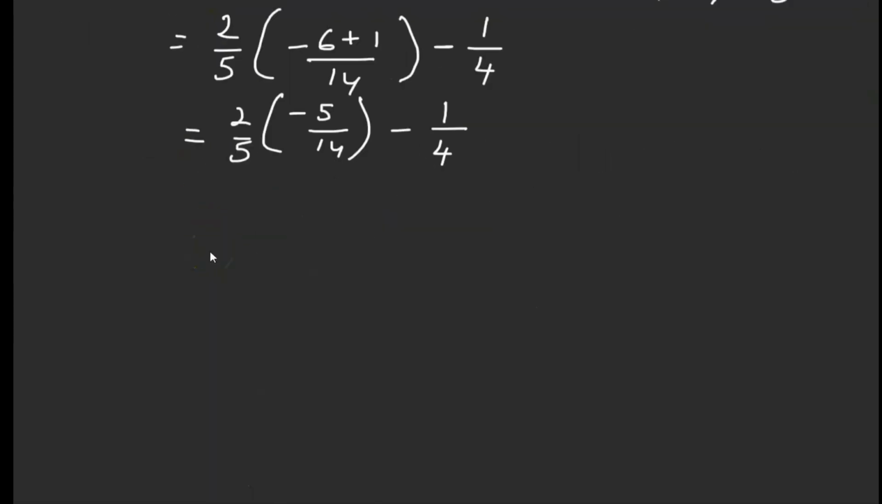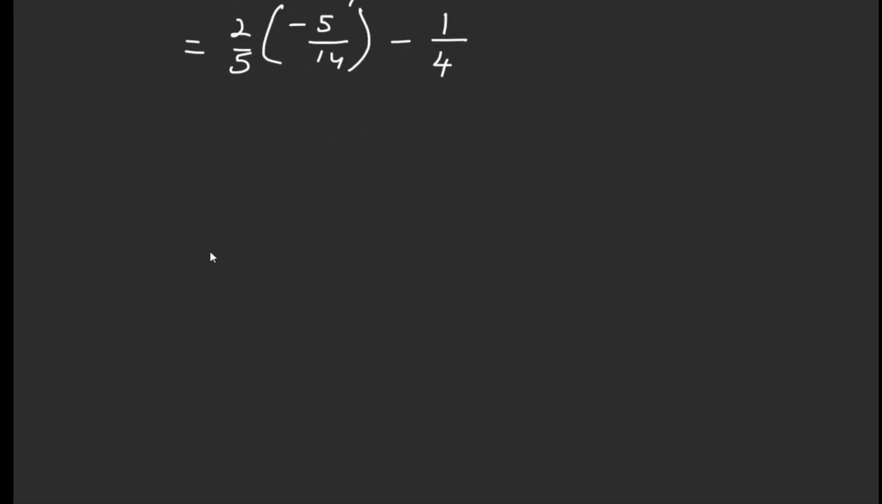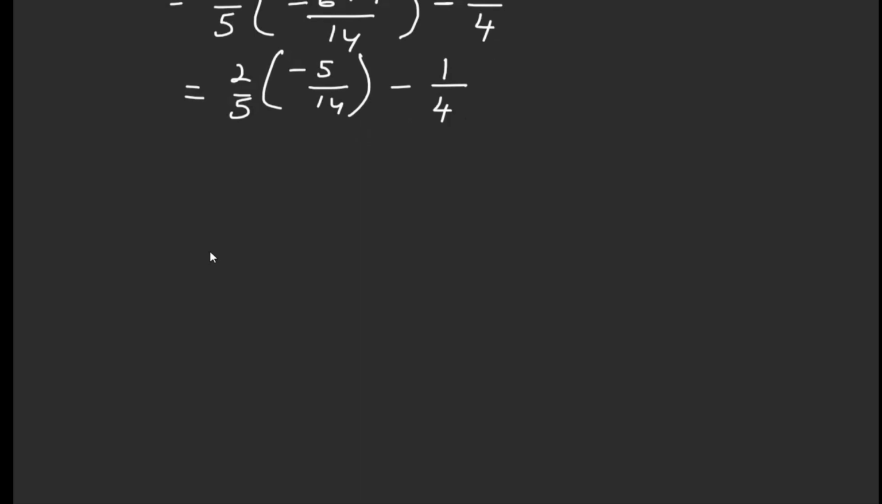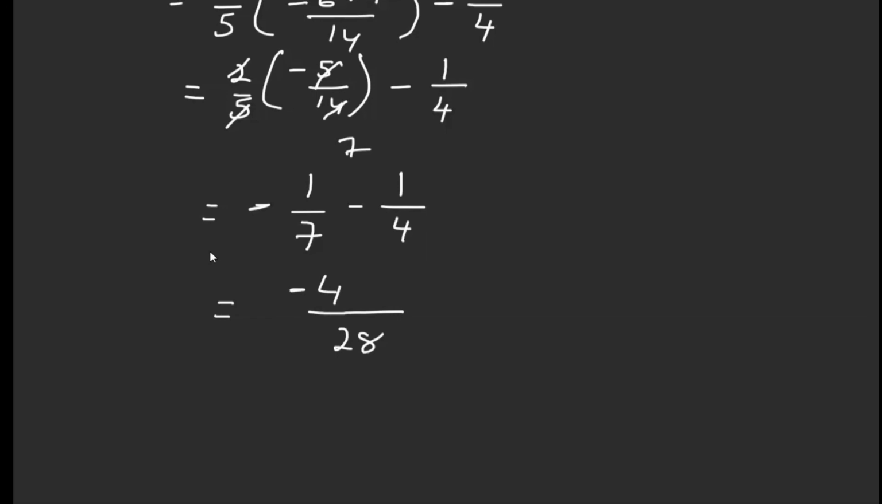So in the next step, we can cancel 5 and 5 and 2 and 14. So we'll cancel here 5 ones are, 5 ones are, 2 ones are and 2 sevens are. So what remains over here? Minus 1 by 7 and at the end it is minus 1 by 4. So again we take the LCM of 7 and 4. LCM of 7 and 4 is 28. So 7 4s are 28. So into 4 minus 4. And this is 4 7s are 28. So into 7 minus 7.